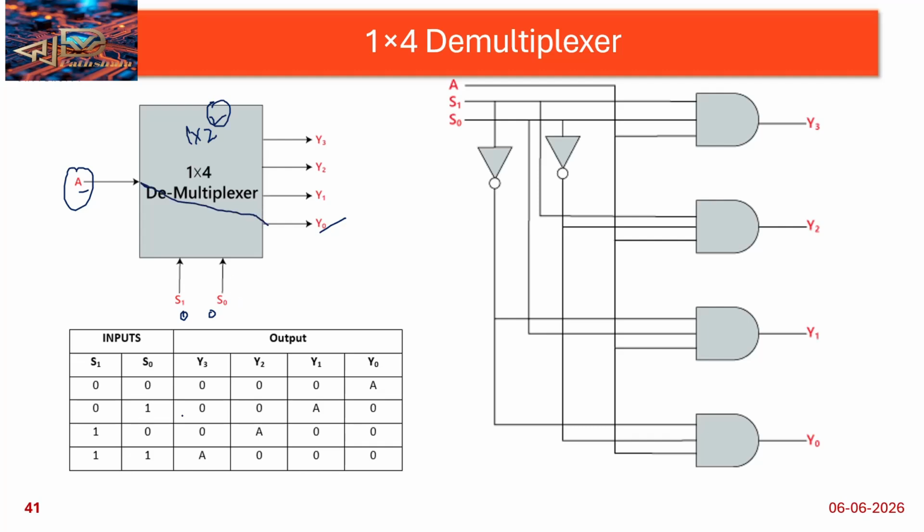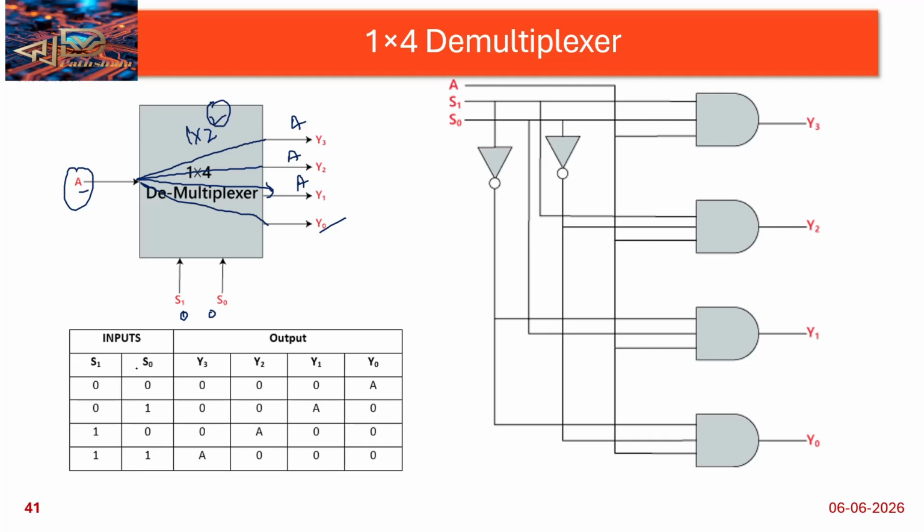Then input will appear at the Y0 channel. 0 1 means Y1 is selected, then input will appear at the Y1 side, and then 1 0 means Y2 side, input will appear at that Y2 side, and then 1 1, so input will appear at Y3. So this is the simple 1 by 4 demultiplexer. See, decoder is also working the same, right?